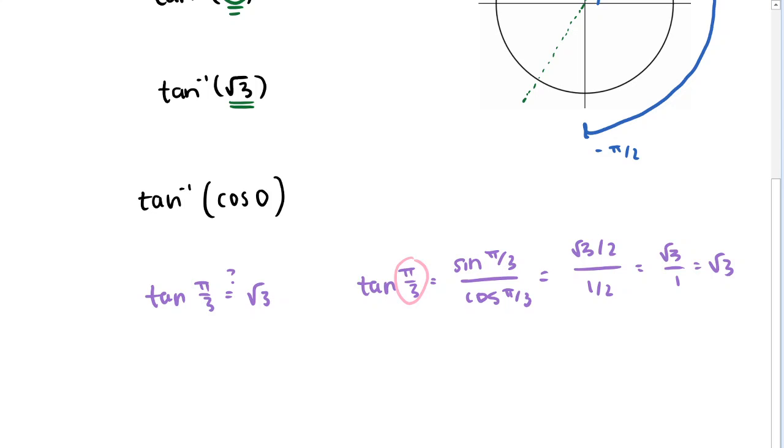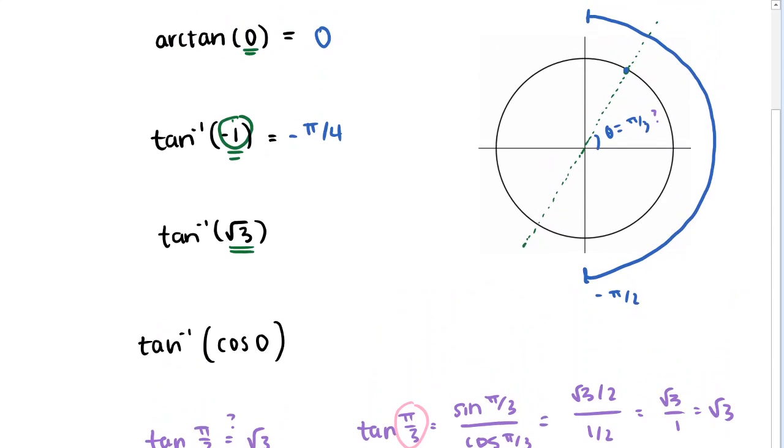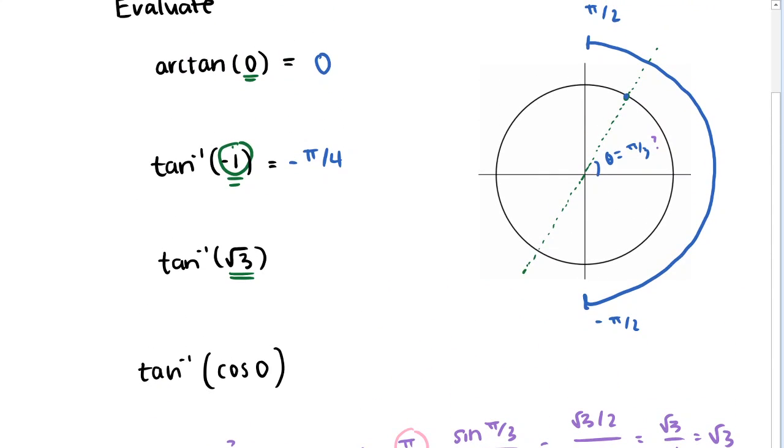Because this is an angle that corresponds to the slope, and this angle falls between negative pi over 2 and pi over 2. It's in the window that's valid for our inverse tangent function. So all that to say that tangent inverse of the square root of 3, that's pi over 3.